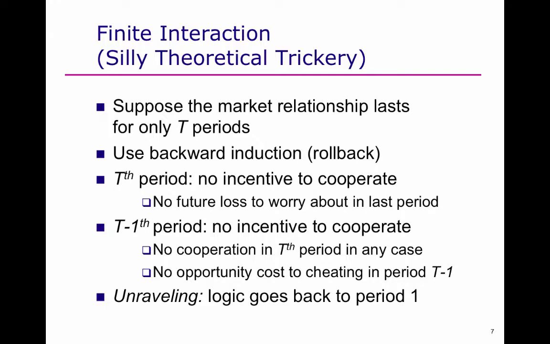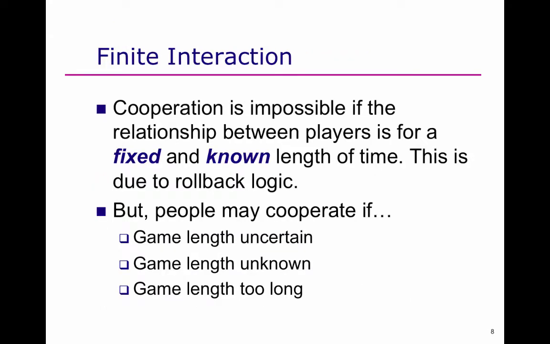All of this unravels backwards to period 1, and you have a persistent case of the playing of the dominant strategy, which is leading to a worse outcome. Under finite interaction, right, cooperation is impossible when the players know that the repeated play is fixed and known in length of time. This is what I mean by inserting some uncertainty. People might cooperate if the game length is unknown or uncertain, or perhaps too long.